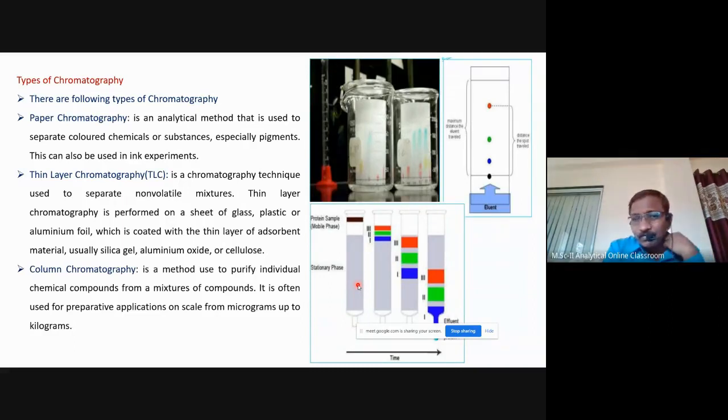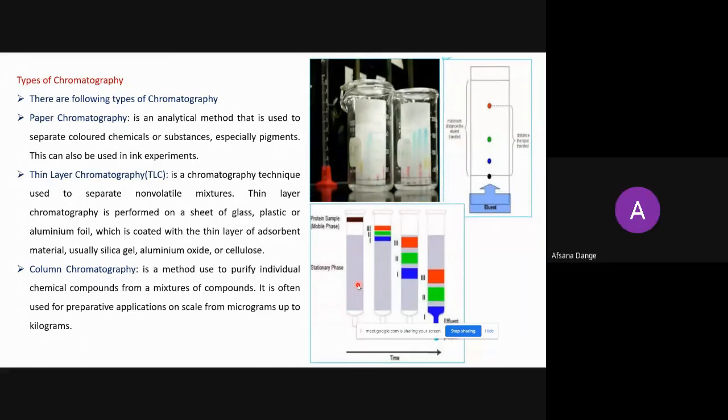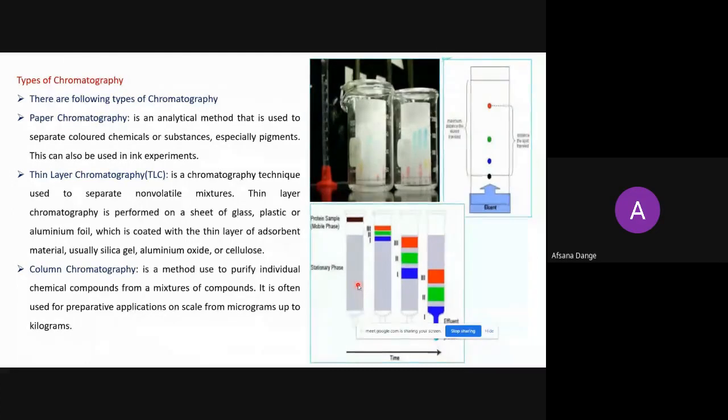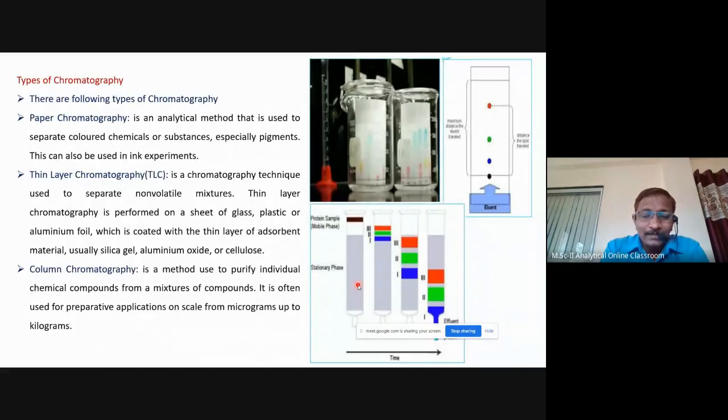Those who learned paper chromatography at BSc 1. Sir, it was in the practical of separation and identification techniques. Yes, in which we identified acidic radicals and basic radicals of inorganic chemistry by the change of color. Right? So we did this part in practical in first year, but there was no theory.